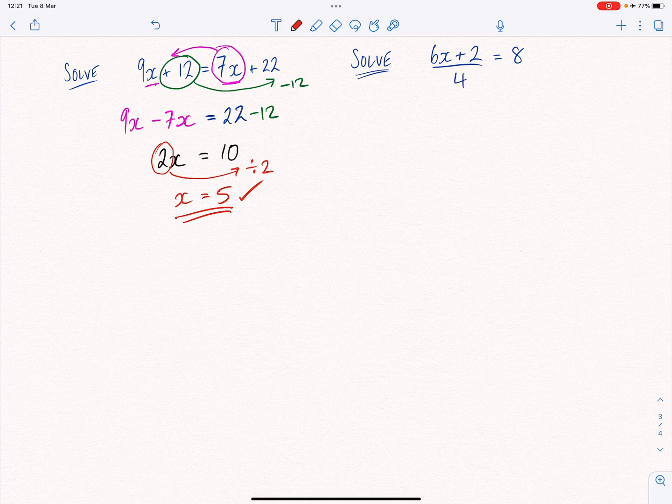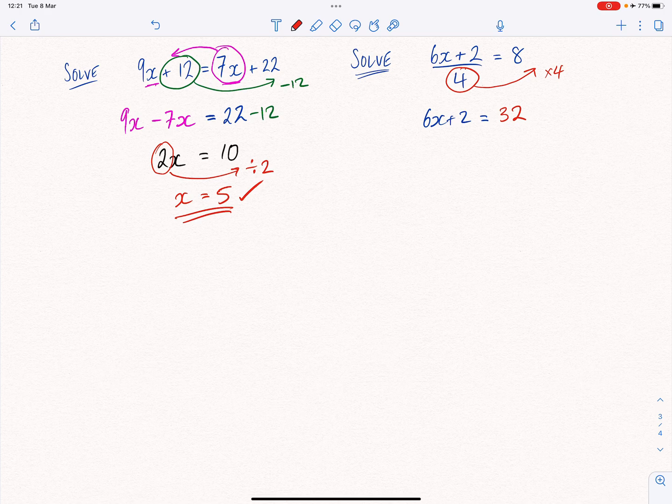Last one, a little bit more complicated, because actually what we've got is a division sign involved here. This line here means divide. So we're dividing by 4. We're saying all of this on the left-hand side divided by 4 gives me 8. Now, your first step is to remove that divide by 4. So when I move that over there, that actually becomes a times by 4 now. So your equation now becomes 6x plus 2 is equal to 32.